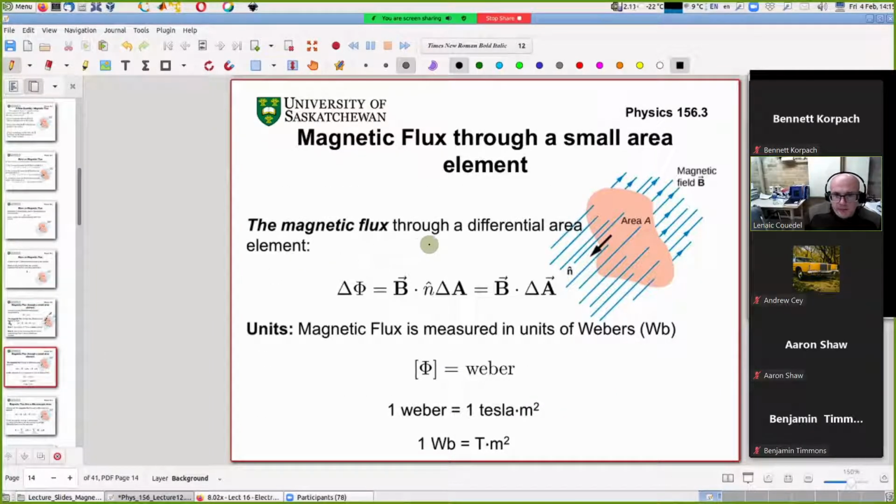All right, so the magnetic flux through the differential area element delta phi is B vector dot product n hat delta A, or independently B vector dot product delta A vector, and its unit is the Weber, and the Weber is defined as Tesla times square meter. So B in Tesla, and this is an area, in square meters, so the result is Tesla square meter.